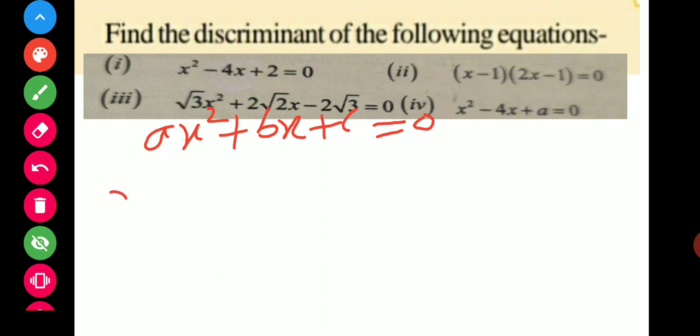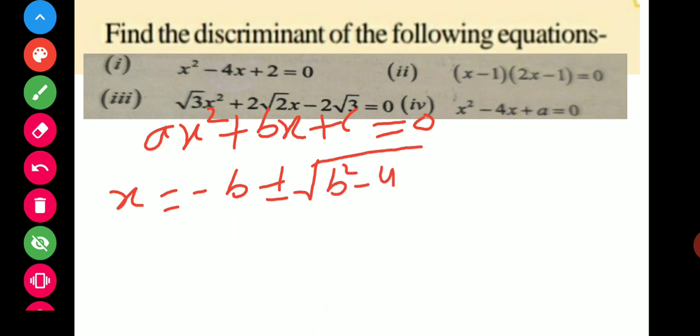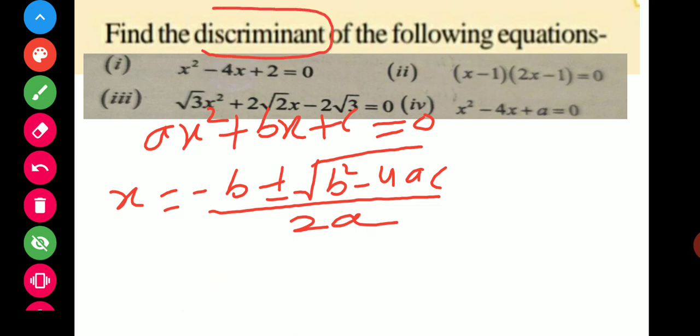The general solution is x is equal to minus b plus minus under root of b square minus 4ac upon twice of a. The discriminant of this expression is represented by D, and that is b square minus 4ac. It is your discriminant, and that is the solution of the equation ax square plus bx plus c equal to 0. So now we want to find the discriminant.